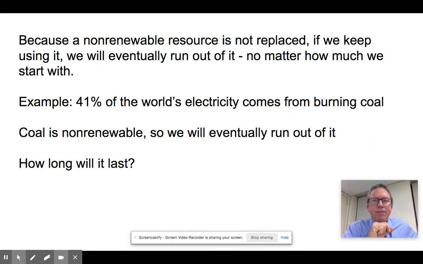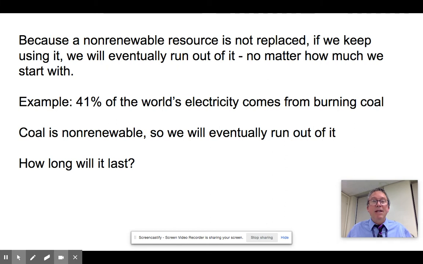Now, because a non-renewable resource is not replaced, it just makes sense if you keep using it, you are going to run out of it eventually, no matter how much you start with. So imagine yourself sitting on top of like $1 million, and you have no plans on making any more money. You just spend what you've got. Well, at first you might think you could never run out of it, but common sense, basic math tells you if you don't replace it and you keep using it, eventually it goes to zero.